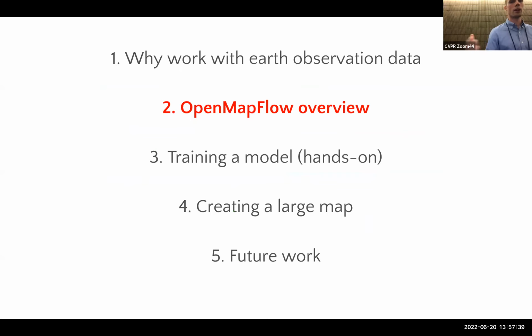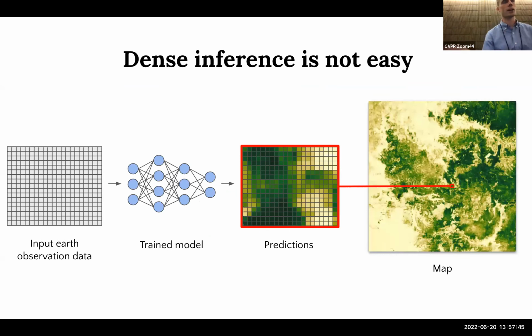So we've talked a bit about why I worked with Earth observation data. Now we'll go over this package. And first I'll just mention why this package, why we even made it. Basically, it's because dense inference is not easy. We were spending a lot of money setting up virtual machines and trying to make these large maps for entire countries in many cases.